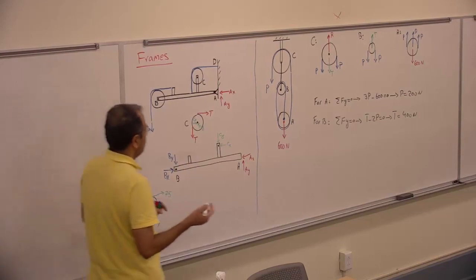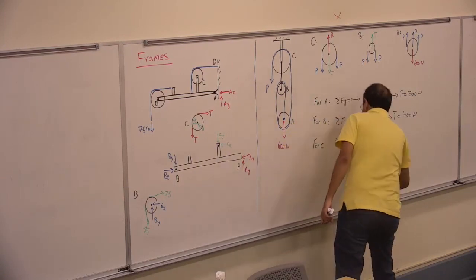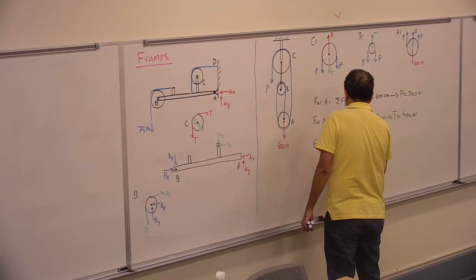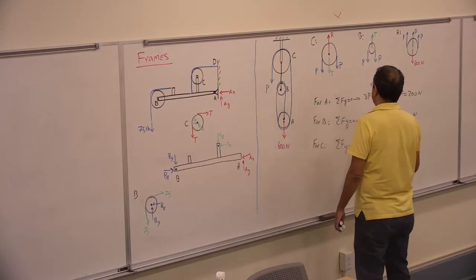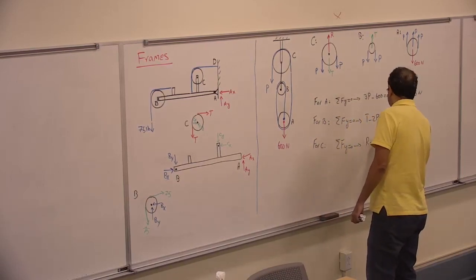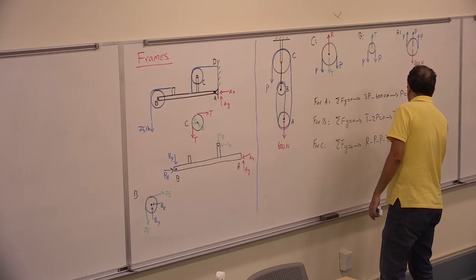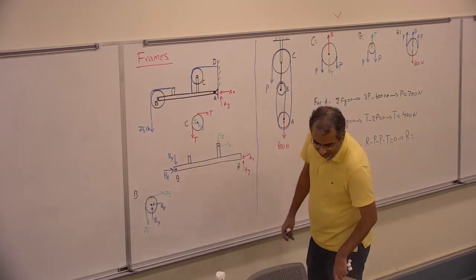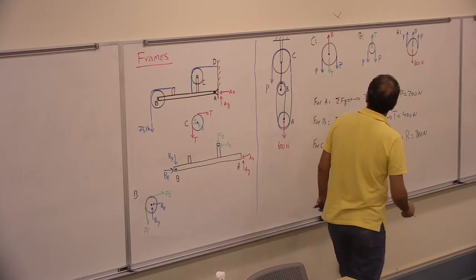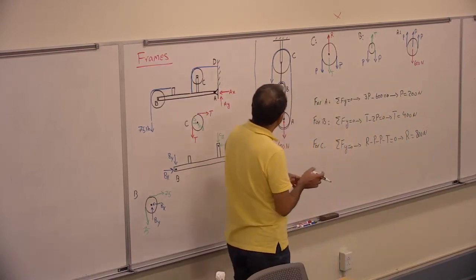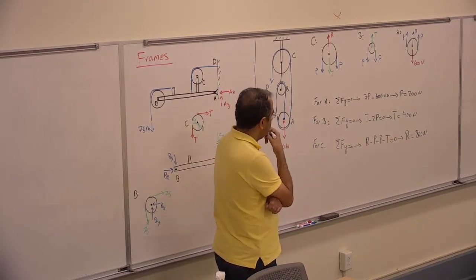And then I can write it for the C. Again, sigma Fy is 0, and what I have is R minus P minus P minus T equals 0. If you put in all the values, you get 800. Could we rewrite that as 2P if we wanted to? Yes.